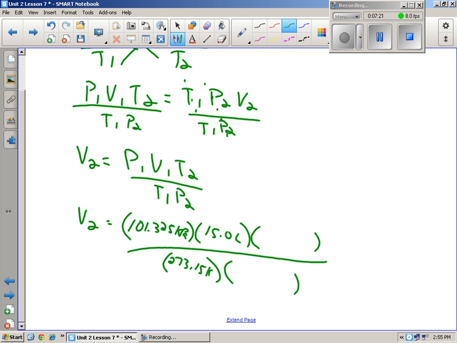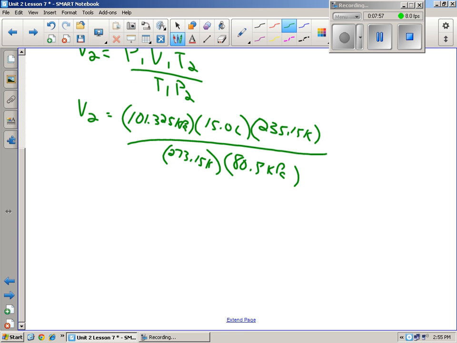I remeasure the balloon here. It's at minus 38 degrees Celsius. Well, that's fine, but I can't put that into my formula here. So what did I tell you guys to do yesterday? I said if I give you Celsius, you add 273.15 to it. So negative 38 plus 273.15 gives you 235.15. That's going to go here. And the pressure is now 80.5 kilopascals.